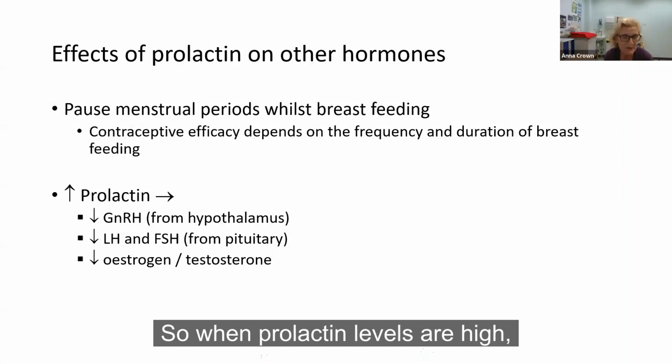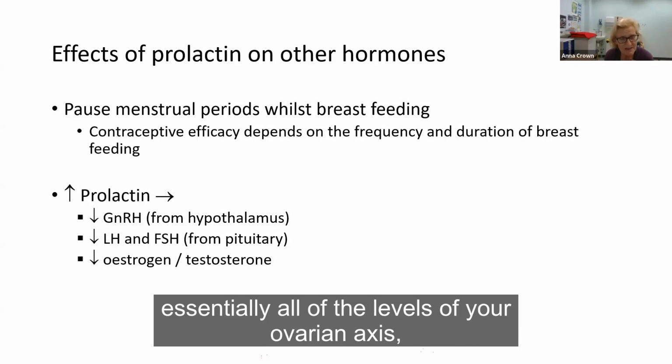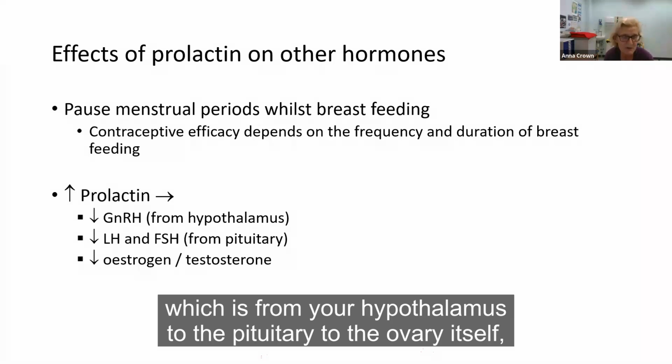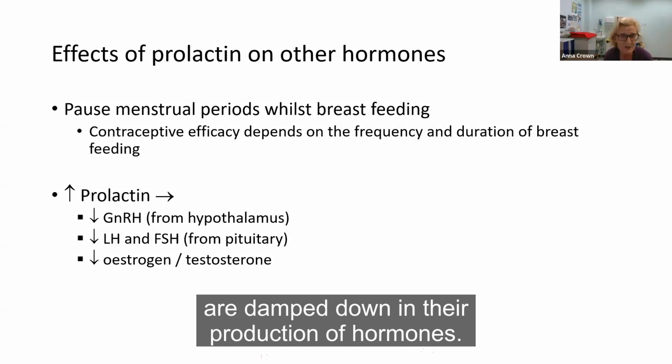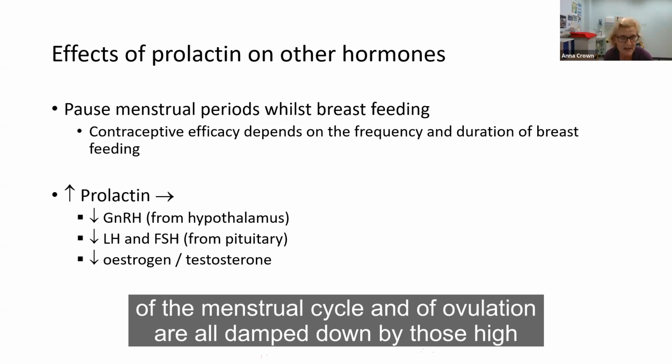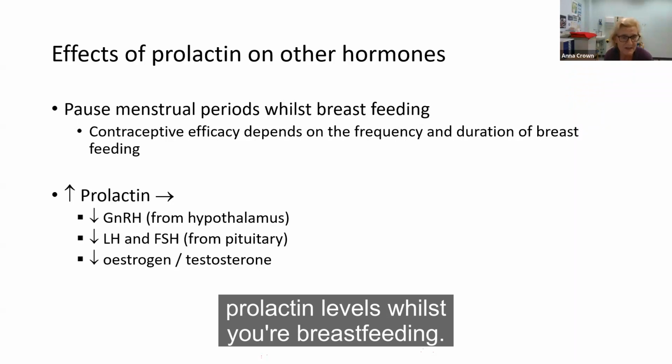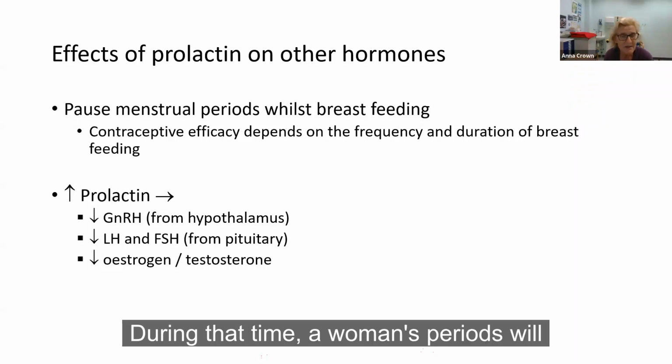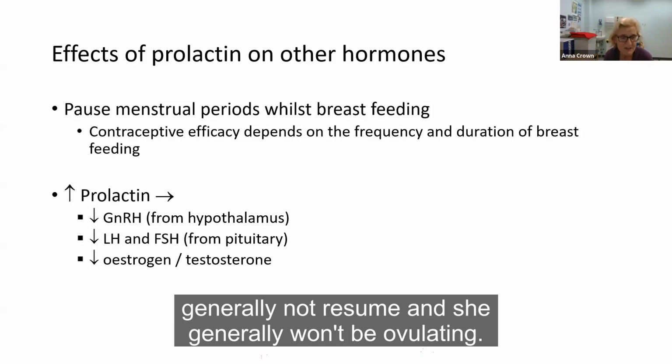So when prolactin levels are high, essentially all of the levels of your ovarian axis, which is from your hypothalamus to the pituitary to the ovary itself, are sort of damped down in their production of hormones. So all of the tiers of regulation of the menstrual cycle and of ovulation are damped down by those high prolactin levels whilst you're breastfeeding. So during that time, a woman's periods will generally not resume and she generally won't be ovulating.